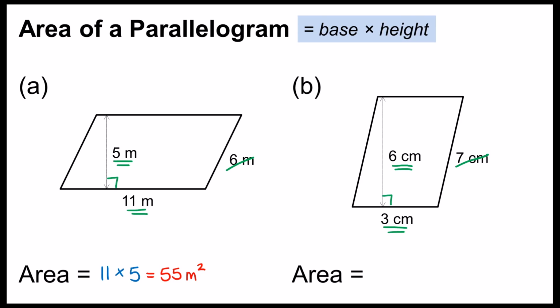So, to work out the area of my parallelogram, I do base, which is 3, times by height, which is 6, and this gives me an answer of 18 centimeters squared. Again, because both of my lengths are in centimeters, the units of my answer are going to be centimeters squared because it's an area.